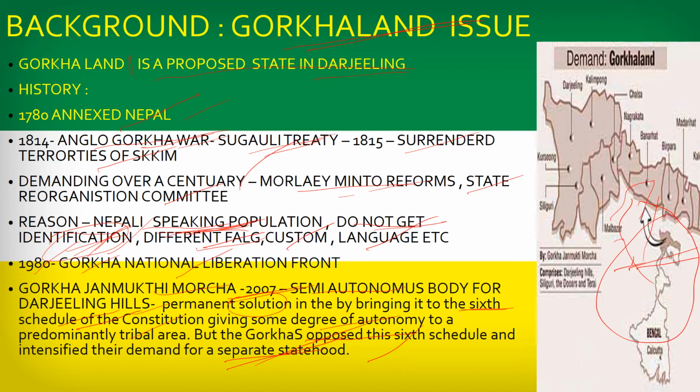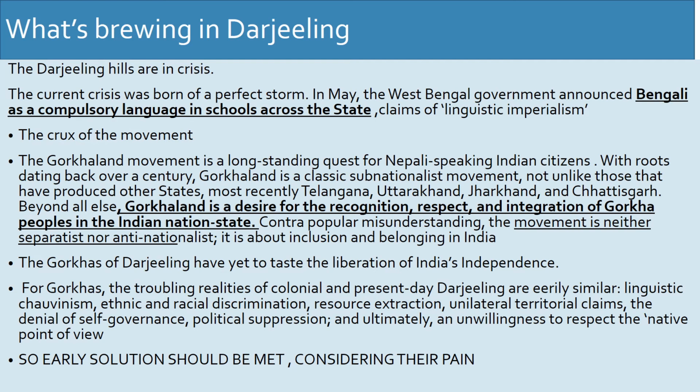We'll move on to the article now. So coming to the article now, what's brewing in Darjeeling? So this article tries to say that the Darjeeling Hills are in crisis. It tries to bring in the reality with respect to Darjeeling and says that the protest in West Bengal has been going on for many days, and it also tries to bring in the sense of violence which is present in the movement, and the vigour of the movement is presented in the first para of the article.